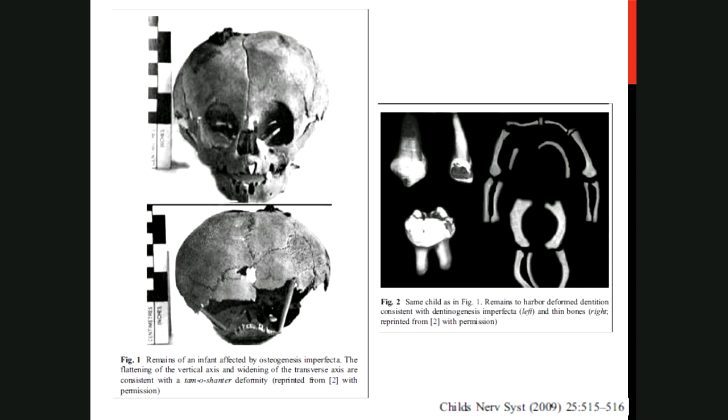And this is an infant. It's actually an Egyptian mummy from circa 1000 BC, thought originally to be a monkey, but later identified as the skeleton of a child with osteogenesis imperfecta.